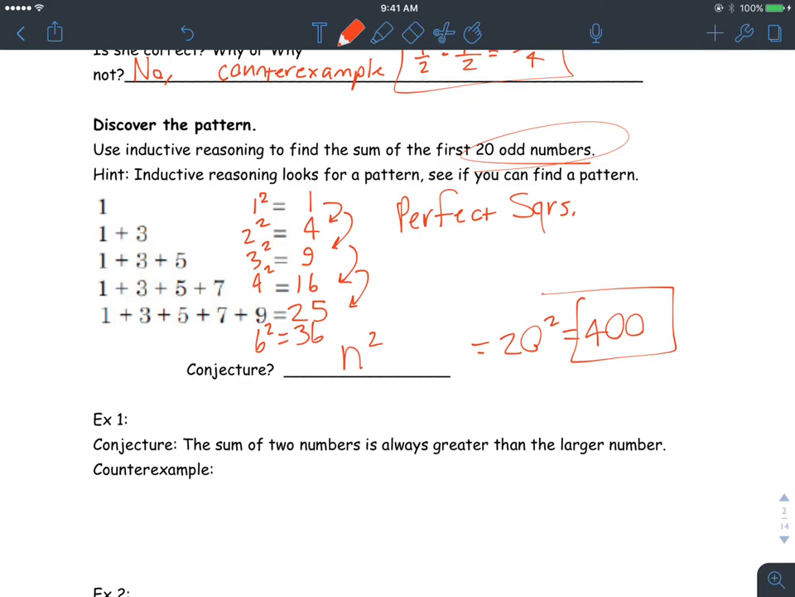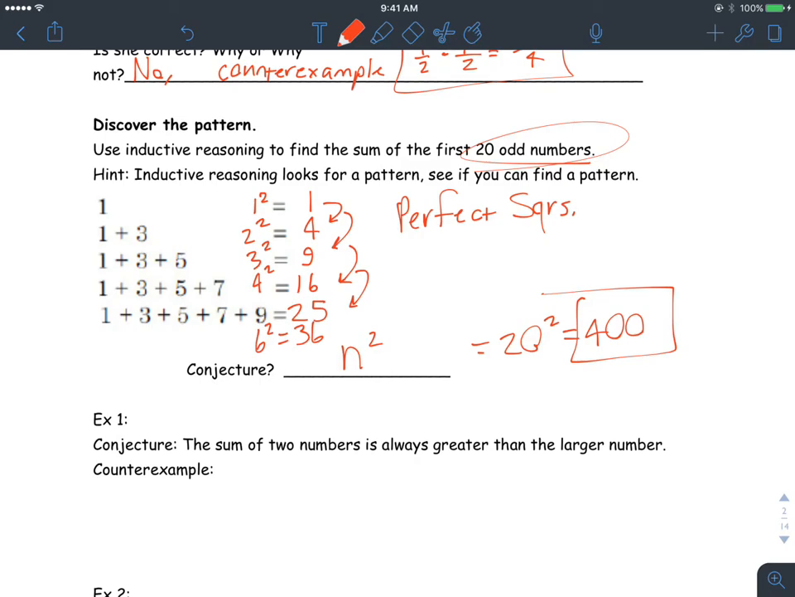Is it true all the time? Is it not? Now they have a spot for a counterexample, so it looks like we're probably going to have a counterexample. So the sum of two numbers is always greater than the larger number. It doesn't have any criteria on the number. It could be any type of number.